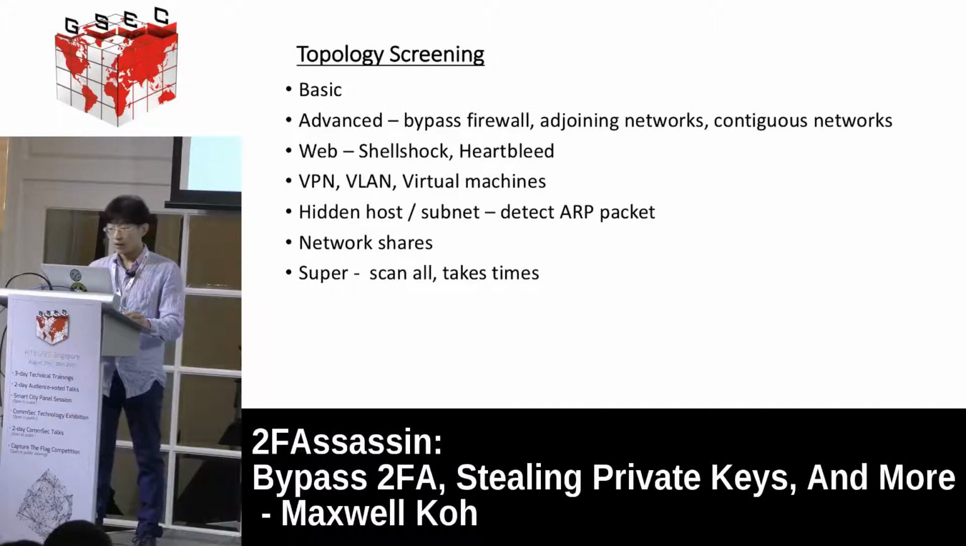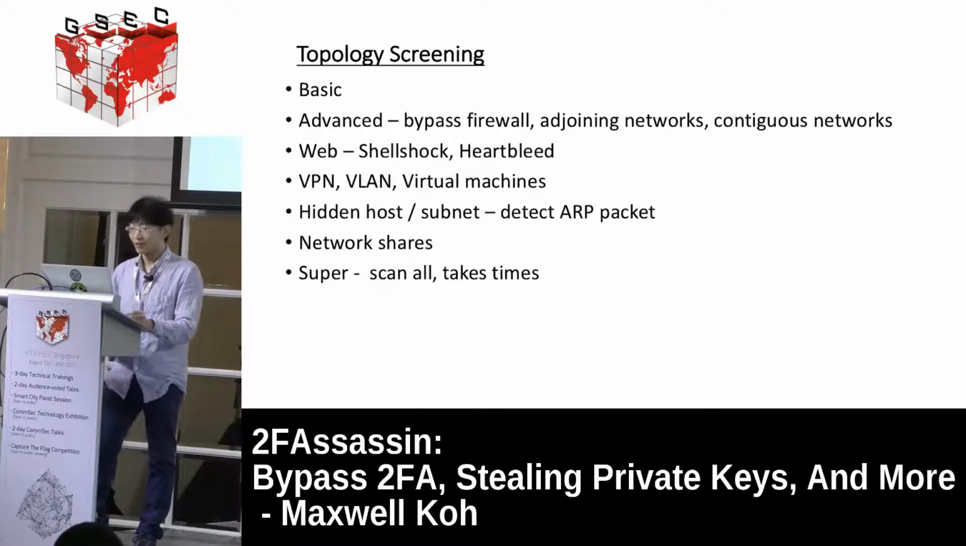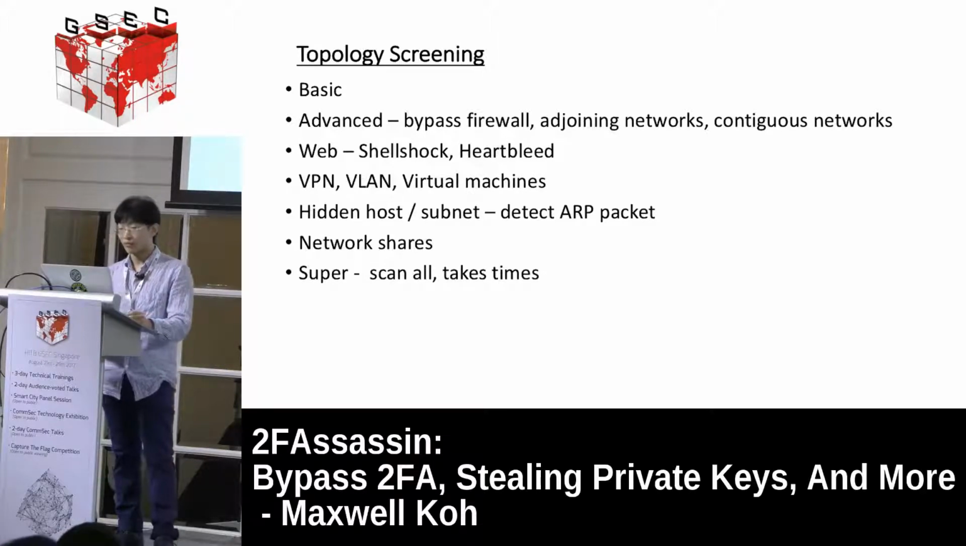Okay, let's talk about the enumeration. You will never know what's on the network. You can choose a few scanning modes to run, depending on the network environment. Advanced mode is more like a firewall evasion scan. The web scan is required for Heartbleed and Shellshock vulnerabilities in order to find the potential URL. And the hidden network requires an ARP scan. You can choose super scan, which will do all, but it will take more time.